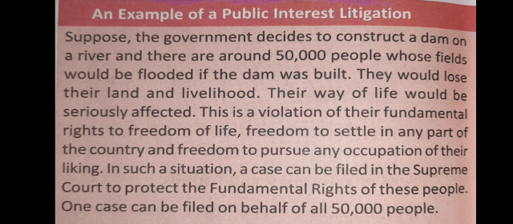One case can be filed on behalf of all 50,000 people. Hope all of you understood with this example, children. If a state government or any government decided to construct a dam and it's going to affect a large number of people, first of all it's denying the fundamental rights such as freedom of life, freedom to settle in any part of the country, and freedom to pursue any occupation of their liking. So basically these fundamental rights are getting violated by the government. In such a case, 50,000 people are getting affected, so there is no need to file a separate petition. Altogether, one case can be filed on behalf of all 50,000 people. This is called public interest litigation.